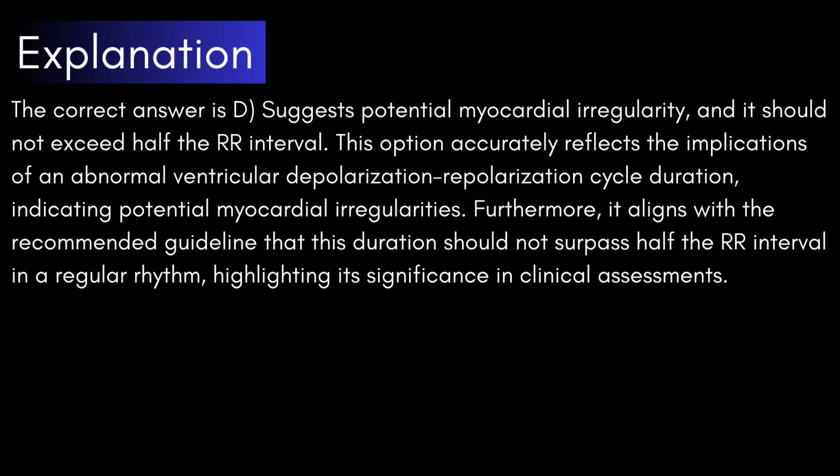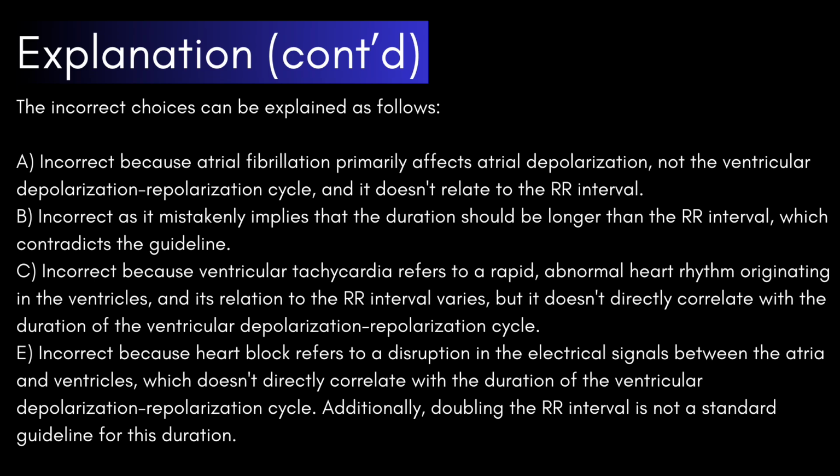This option accurately reflects the implications of an abnormal ventricular depolarization-repolarization cycle duration, indicating potential myocardial irregularities. Furthermore, it aligns with the recommended guideline that this duration should not surpass half the RR interval in a regular rhythm, highlighting its significance in clinical assessments. All right, let's go ahead and see why the other answer choices are incorrect. The incorrect choices can be explained as follows.